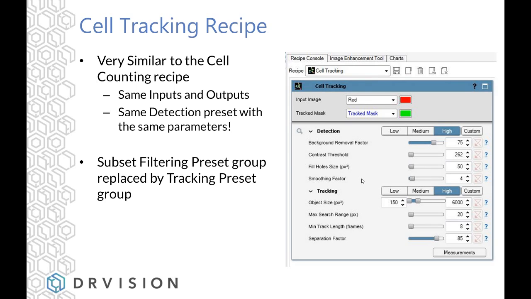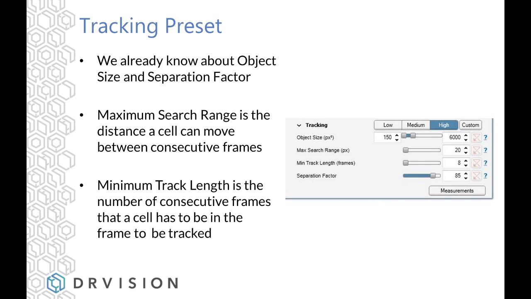However, the subset filtering preset has now been replaced by a tracking preset group. This tracking preset group has 4 different factors to it. We already know about the object size, and we know about the separation factor. So let's talk about the 2 new ones. We have the maximum search range. This is the distance that a cell can move between consecutive frames. So if a cell is very fast moving, or you have a long distance or a long time between individual frames, you might need to increase your maximum search range.